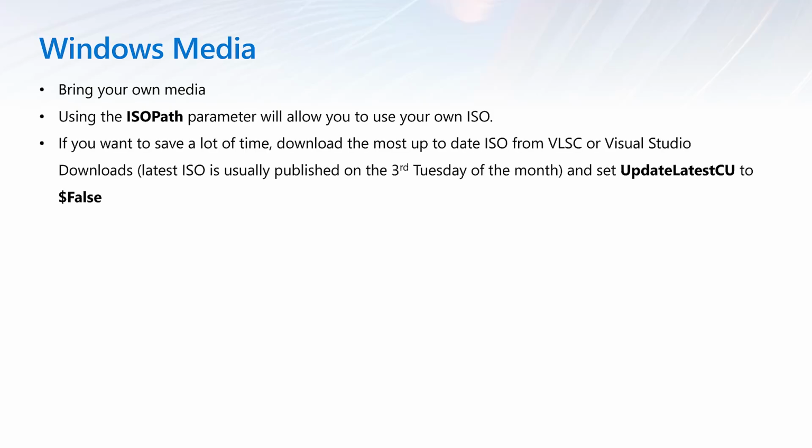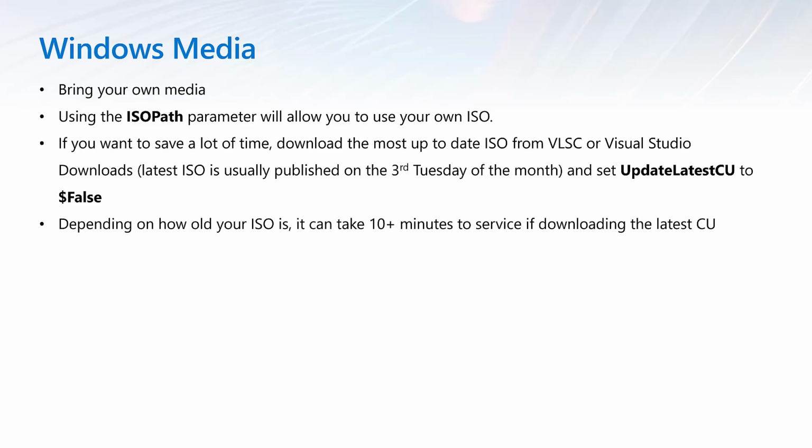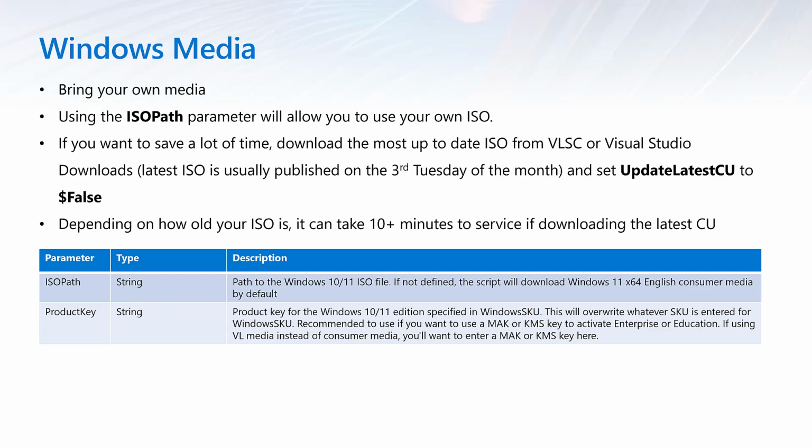So if you want to save a lot of time, download the most up-to-date ISO from Volume Licensing or from Visual Studio Downloads. Latest ISO is published on the third Tuesday of every month. And then set the update latest CU to false, because you don't need to download the latest CU, because you have the latest CU inside of your media. Now, depending on how old your ISO is, it can take about 10 minutes to service. Like I said, it's about 13 minutes is what I just recently looked at to apply the latest CU to your media. So if you want to save yourself about 13 minutes, download the latest ISO with the latest cumulative update.